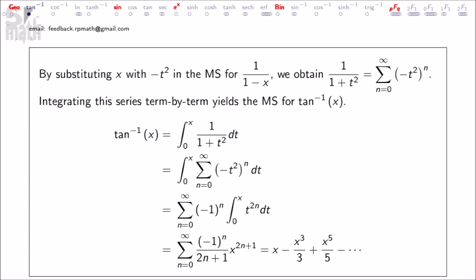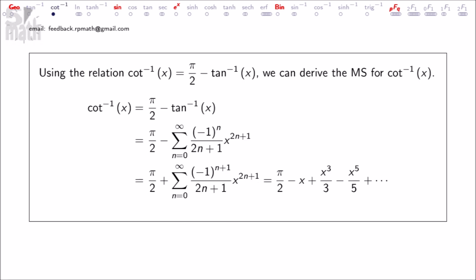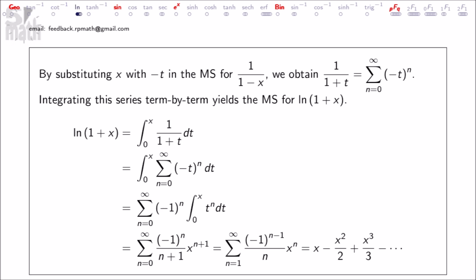Integrating this series term by term yields the Maclaurin series for inverse tangent. Using the relation here, we can derive the Maclaurin series for inverse cotangent. By substituting x with minus t in the Maclaurin series for 1 over 1 minus x, we obtain this.